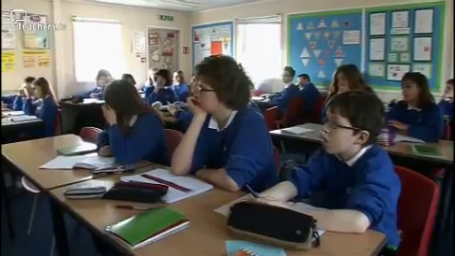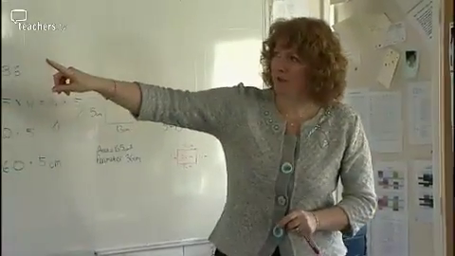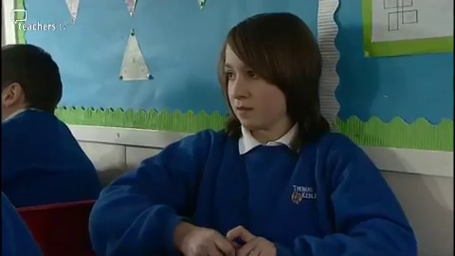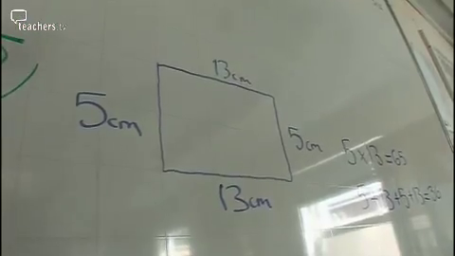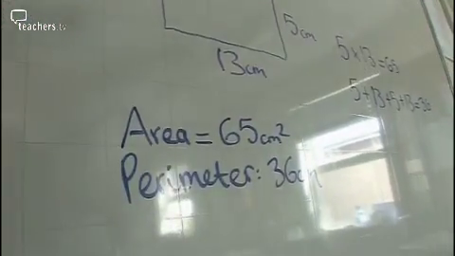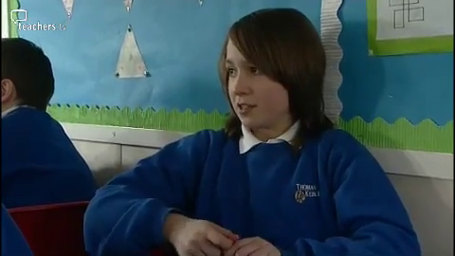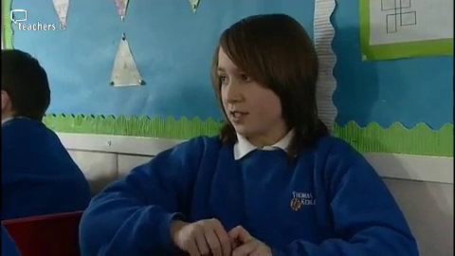OK, so I've picked a few people to come out and demonstrate their answers on the board. We're having a look at the first one. The perimeter is 36. What is the area? Katie? OK, why did you choose 5 and 13? Because 5, 13 and 5 and 13 add up to 36 centimetres. And then the area is 65 centimetres squared because 5 times 13 is 65. That is brilliant. Well done.